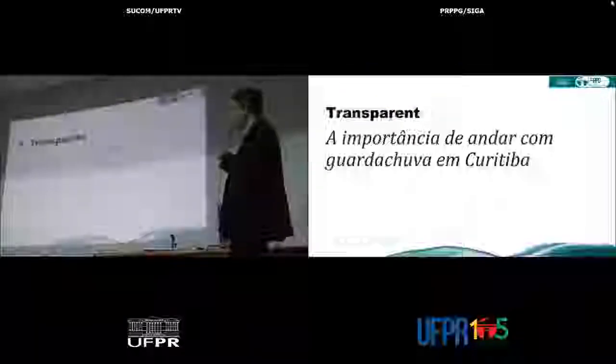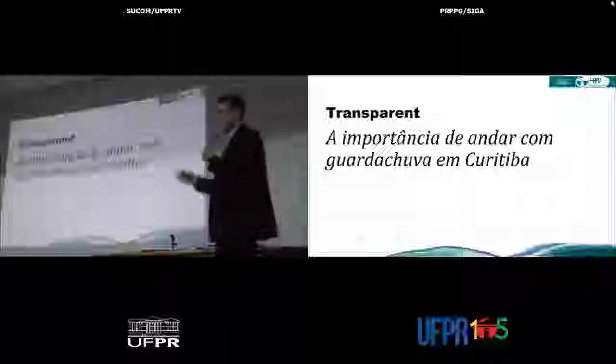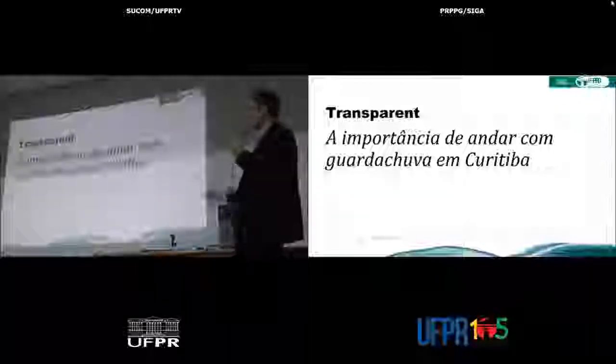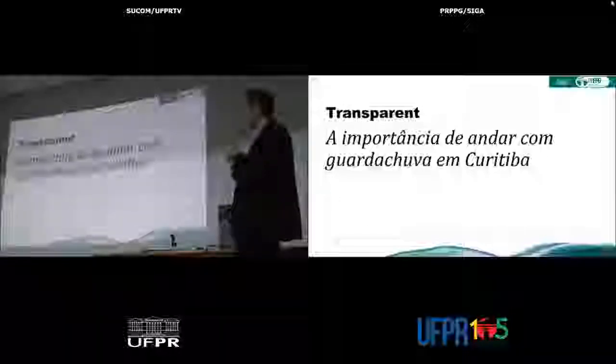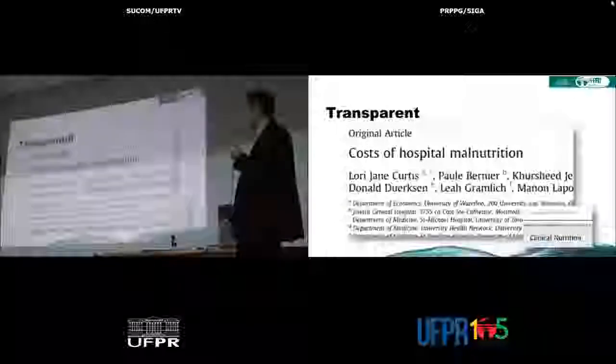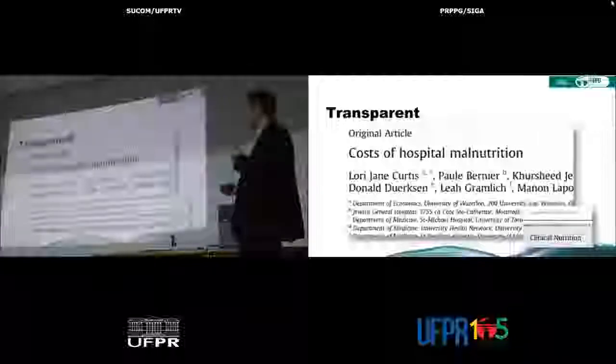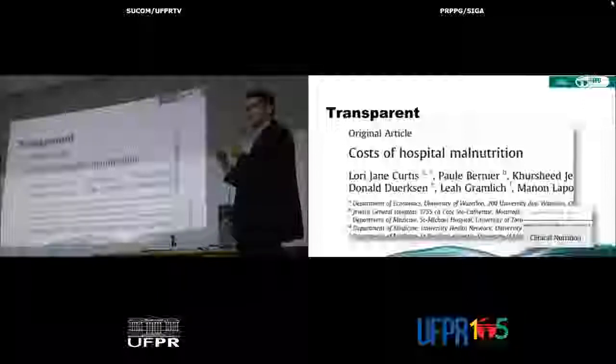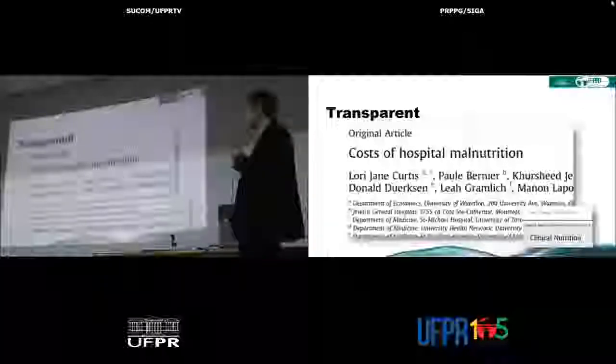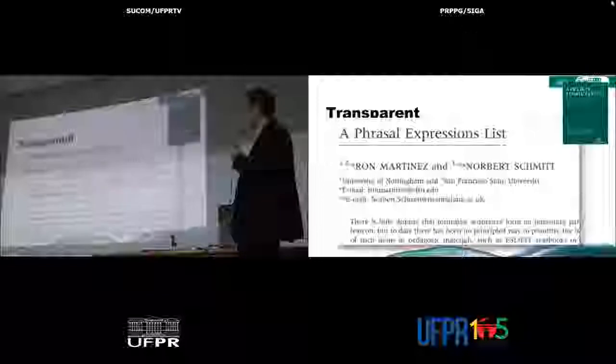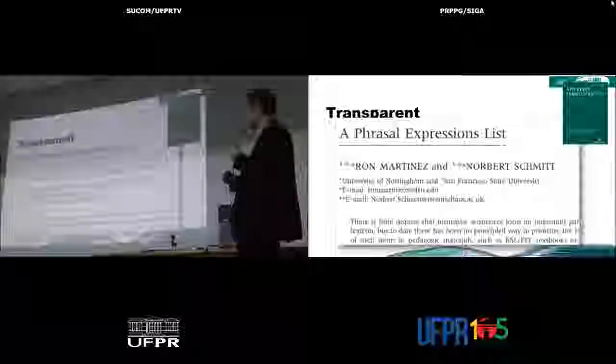An example of a transparent title, just starting with Portuguese here: I love to talk about rain in Curitiba. Very simple, transparent title. Just like this here. Very descriptive. Costs of hospital malnutrition. Sort of Wikipedia-like. I have an article like this. This is what it is.